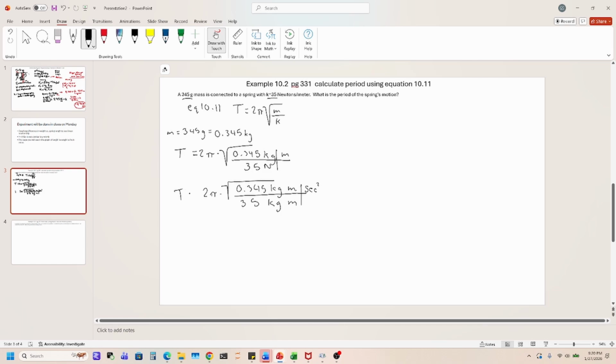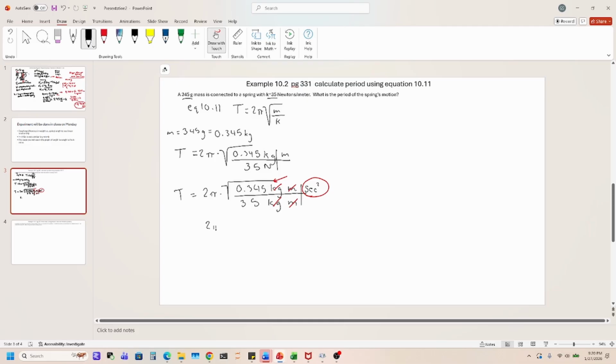Okay, let me put the rest of my equation so everybody can follow it. So now we have some things that we can cancel. We're going to cancel our kilograms. We can cancel our meters, so then we just end up with seconds squared. And it's under this square root. So that's going to be pretty easy here to cancel things.